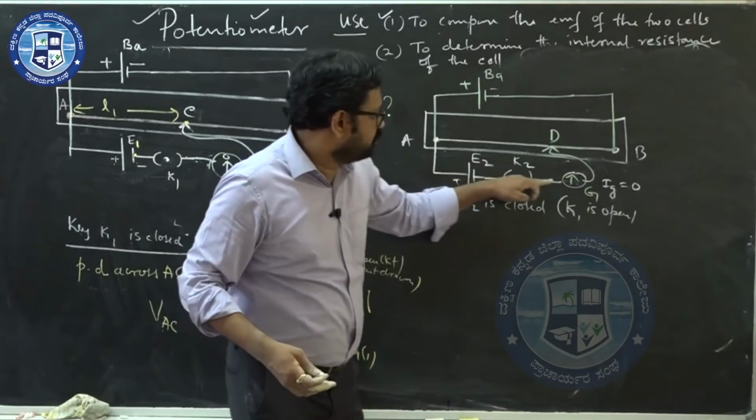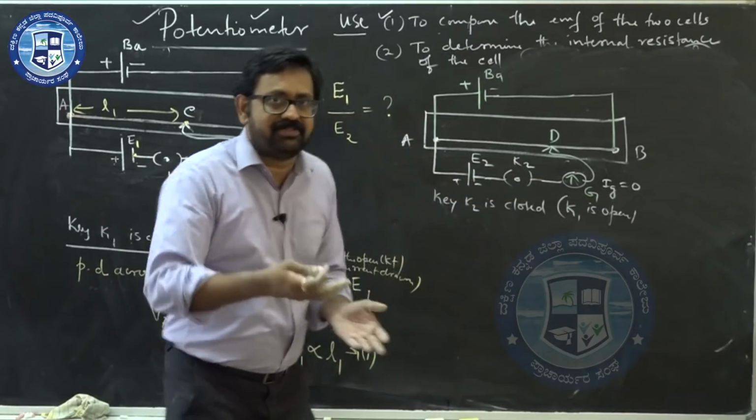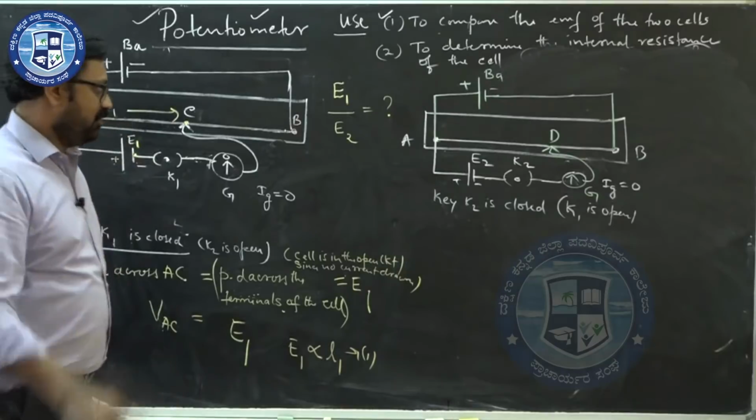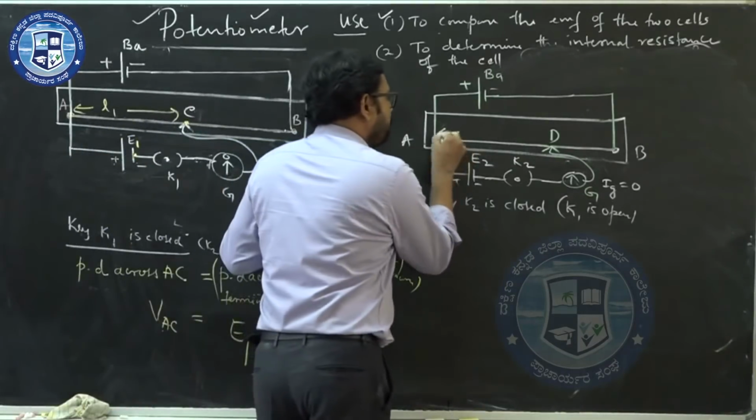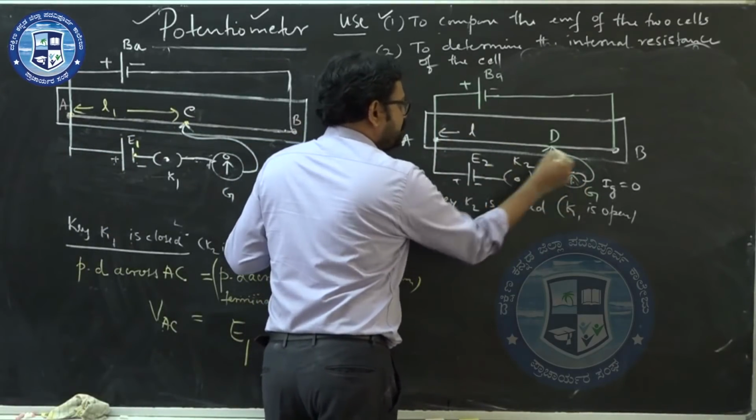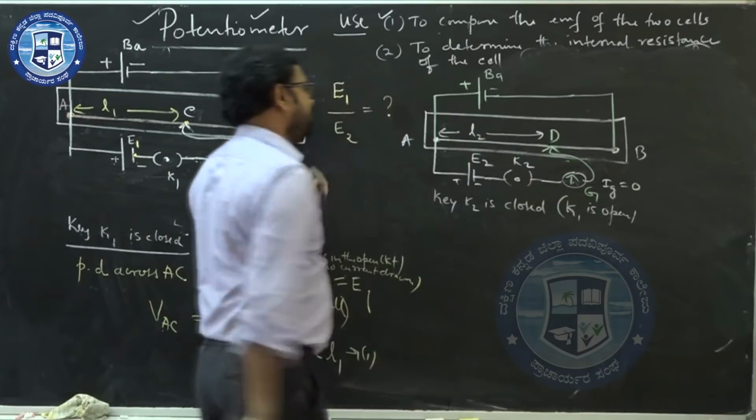What is the current here? 0. What is the current here? 0 only, because it is a single branch. Now coming to the point. Wherever you got a deflection in the galvanometer 0, measure the length, I can take it as L2.